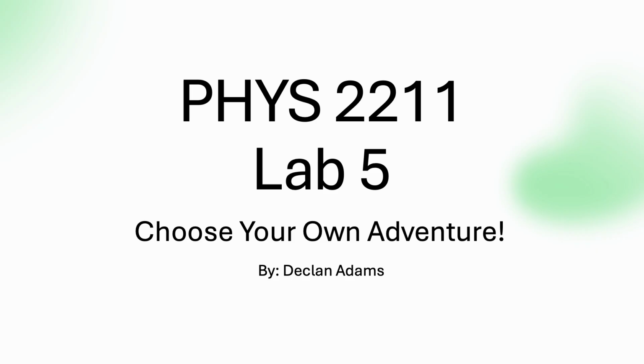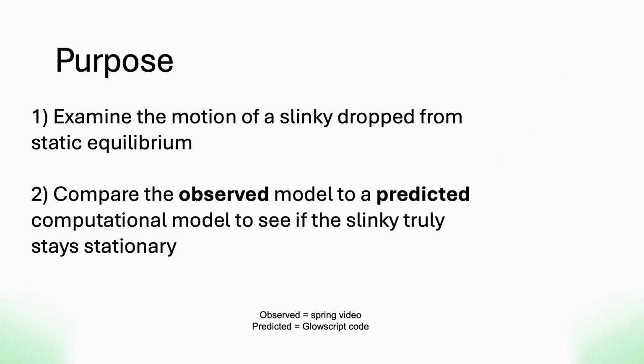This is my final submission for Physics 1 of the Choose Your Own Adventure Lab. To start, the purpose of my lab, so I chose to do the Slinky lab, was to examine the motion of a slinky dropped from static equilibrium, and then to compare the observed model to a predicted computational model to see if the slinky truly stayed stationary.